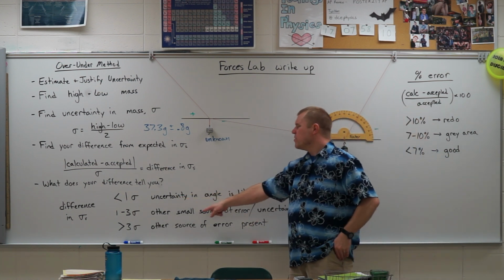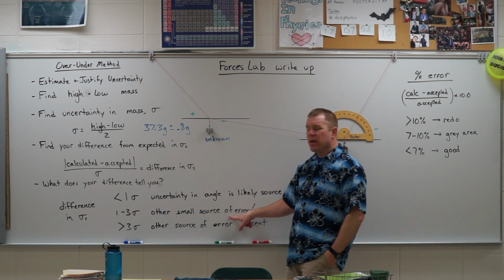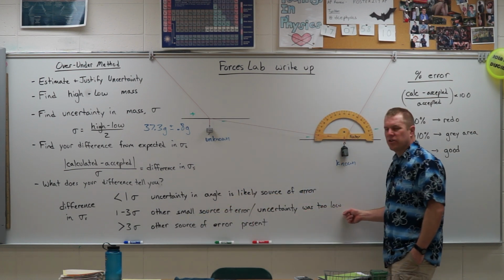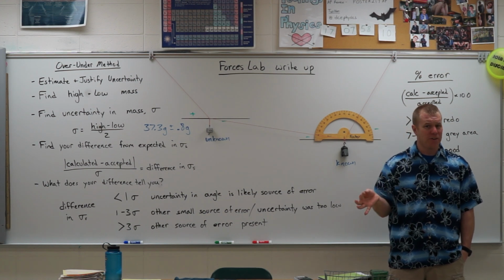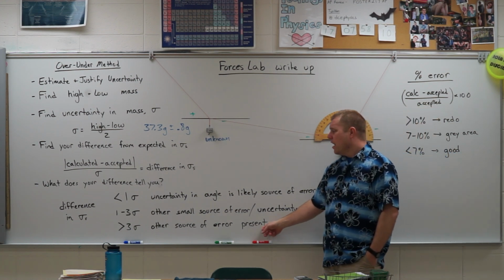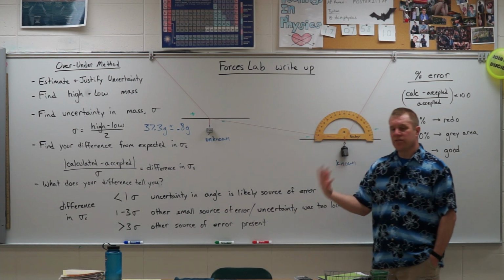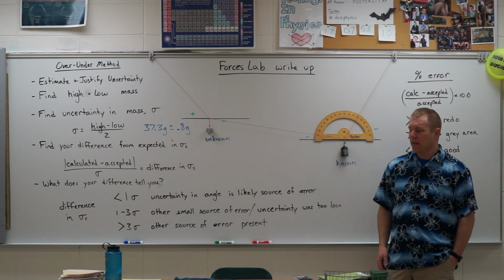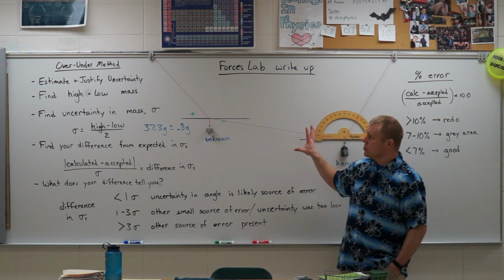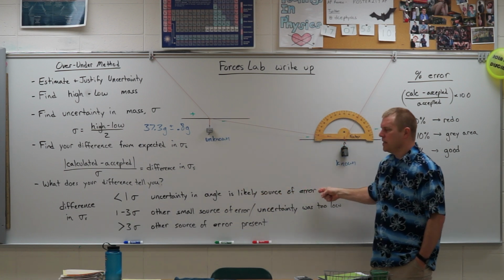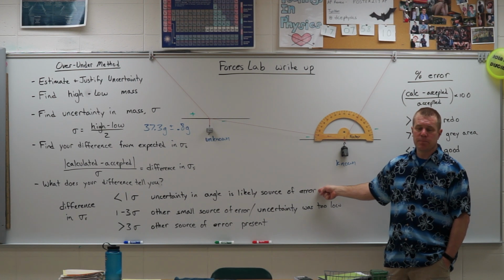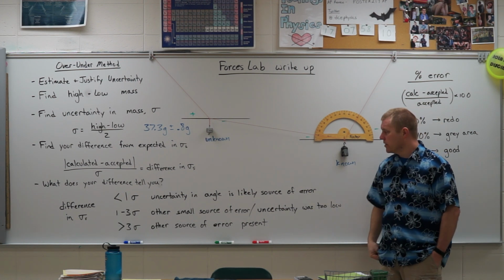If you're in the 1 to 3 sigma range, there might be other small sources of error, or your uncertainty was too low, meaning you said you were really exact and maybe you weren't. And then lastly, if you're greater than 3 sigmas, there's another source of error present in your lab. So this is kind of that conclusion. So we'll use the over-under method to find your difference in sigmas, and hopefully we land in this range here. And we can describe that in our conclusion.